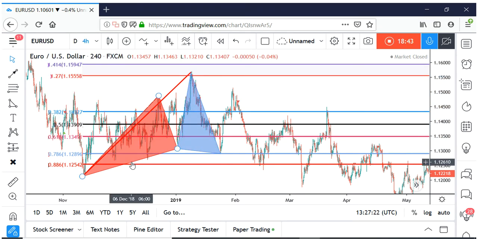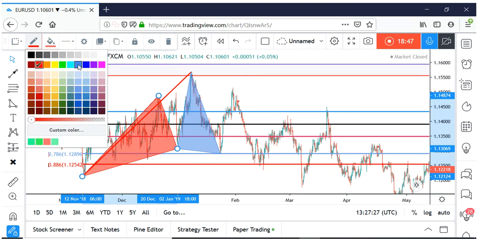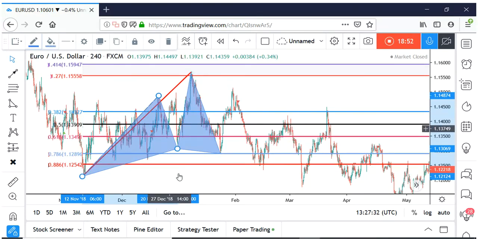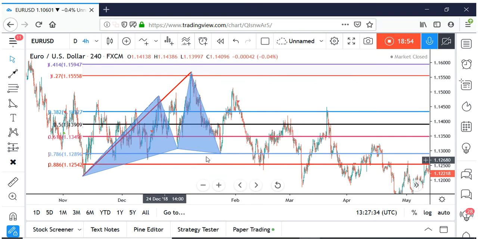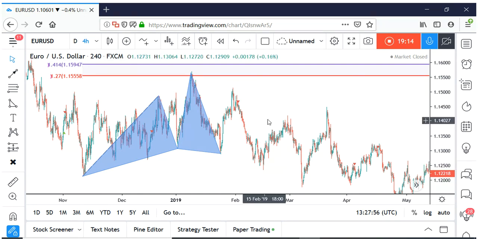Let me just change the color. I hope you understood it. It's not too difficult. It's actually very easy to spot and trade. So our X, A, B, C, and D. D at 786, and what happened? It went up. In the next video I will show you more examples.